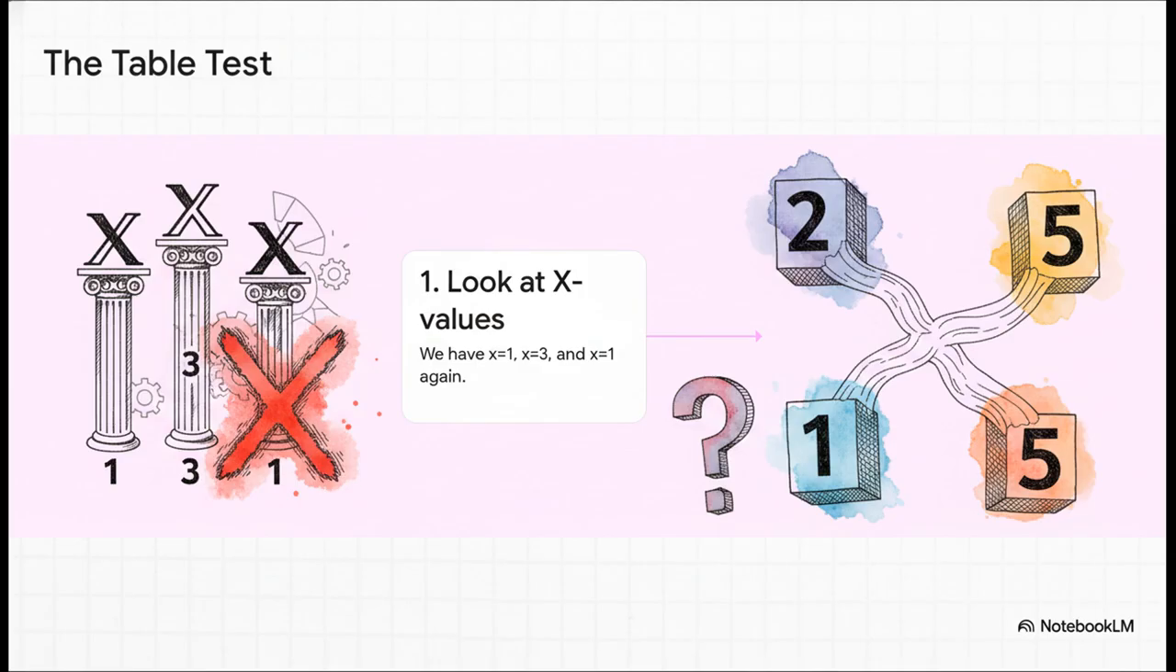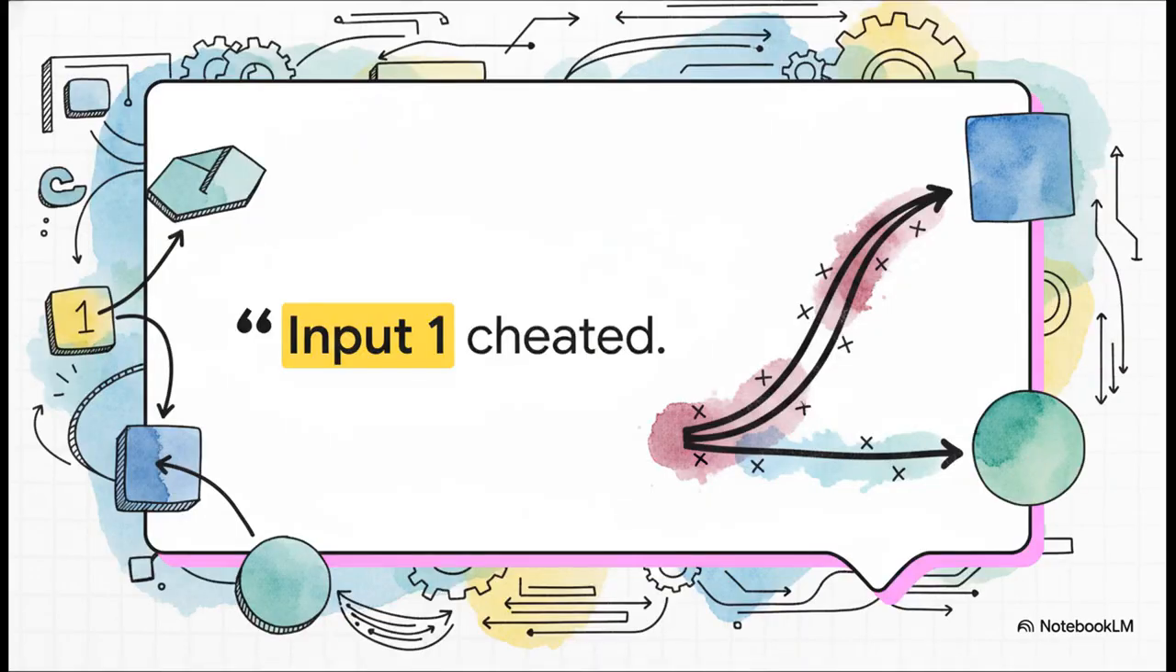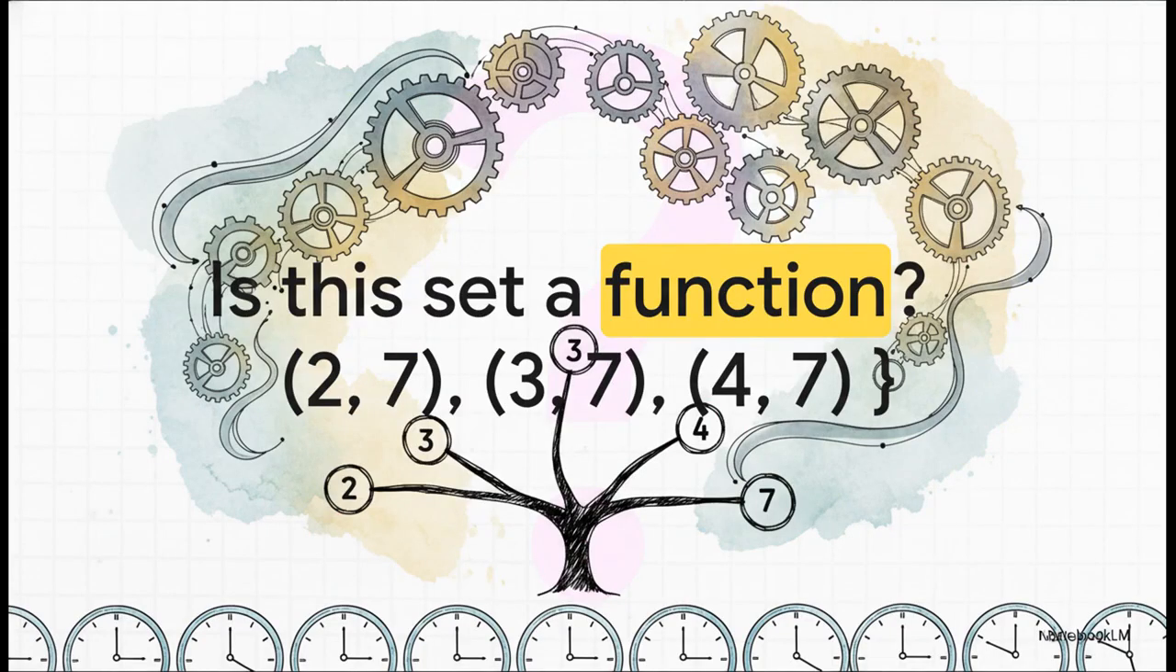The first time we input 1, we get an output of 2, but the second time that exact same input of 1 gives us a totally different output, 5. And that means, no, this is not a function. This vending machine is busted. You're pushing the same button, but you have no idea if you're going to get a 2 or a 5. It's totally unreliable. I just love how the source material for this explainer puts it. Input 1 cheated. It broke the one rule it wasn't allowed to break. An input just can't be connected to more than one output. End of story.